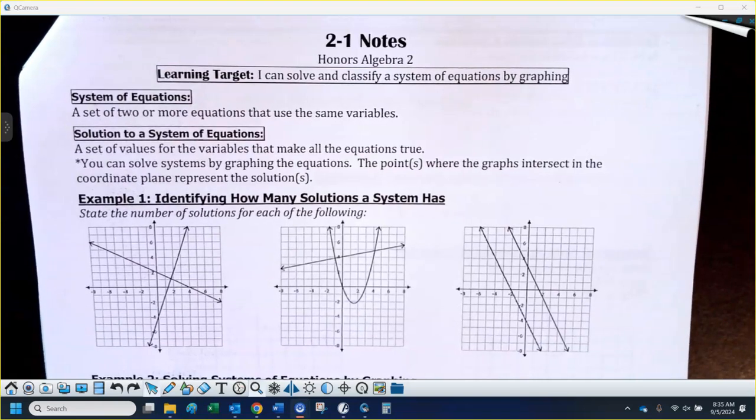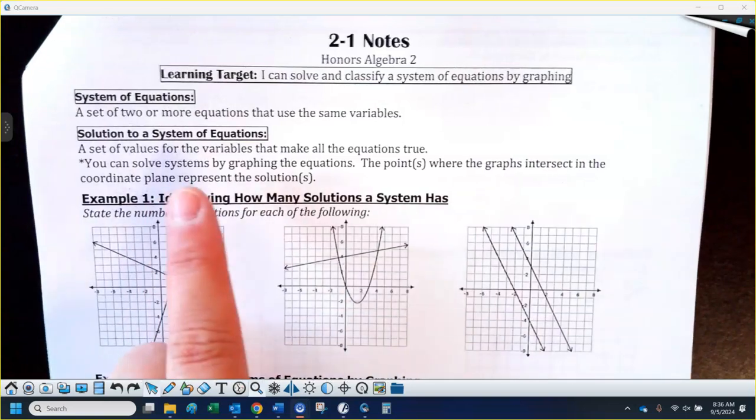Okay, so system of equations just means we have two or more equations using the same variables. Right now at the beginning, we're just going to focus on two equations. As we get farther into the unit, we'll have three equations and three variables. I don't think you guys have seen that before. But for the moment, we're just going to do two equations with two variables.